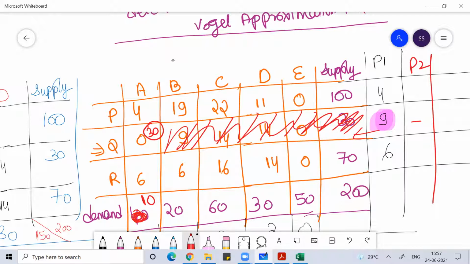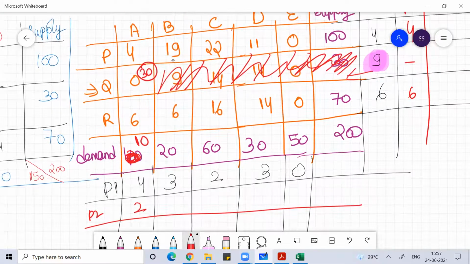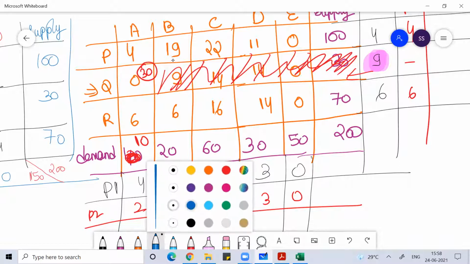And then P2, this would be 4 only, no impact. This would be 6 only. And for this P2 here, this would be 2, this would be 19 minus 6, 13. Then this would be 6, then 3, and this would be 0. So the largest one is 13.